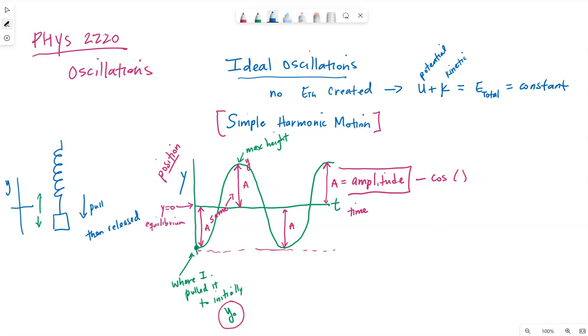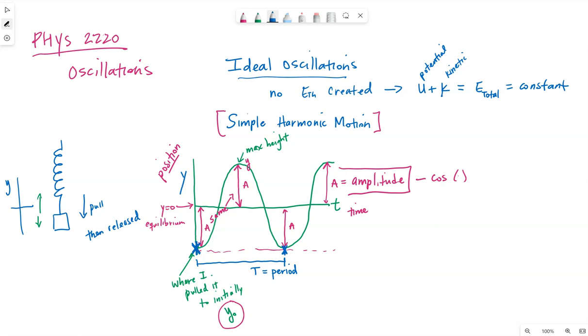Another term for us to recognize is if we look at this initial moment in time when the mass is at its lowest position, we know it travels all the way up and then all the way back down such that it gets back to that maximum distance where I pulled it down to initially. If we measure between the first time it's at that lowest point to the next time it's at its lowest point, we call this the period of the motion, and we use a capital T.